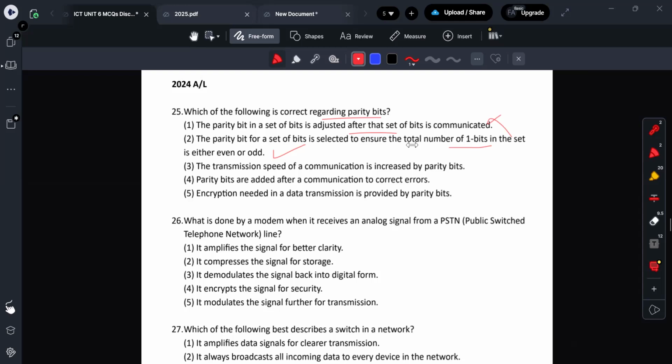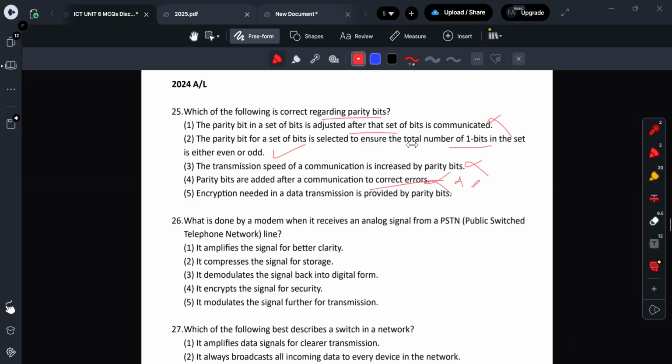Then option number 3, the transmission speed of a communication is increased. That is not right. A parity bit adds extra data overhead, which slightly decreases the actual data transmission efficiency. It does not increase the speed. Option 4, parity bits are added after communication to correct errors. No. Why is this wrong? Because parity bits can only detect single bit errors. They cannot correct them, right?